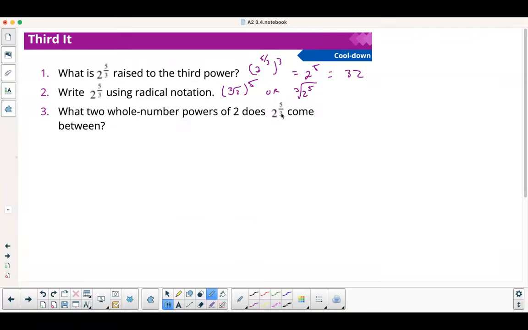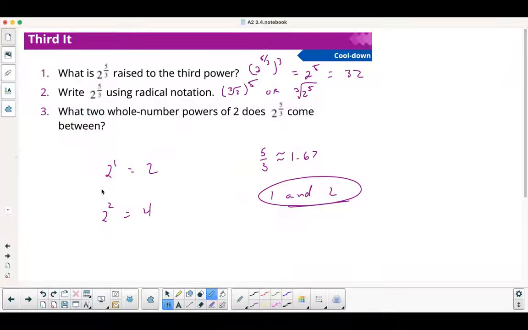What two whole number powers of 2 does 2 to the 5/3 come between? Okay, well, 5/3 is 1.67 approximately. So obviously I would say 1 and 2, okay, because 2 to the 1st is 2, 2 to the 2nd is 4, so 2 to the 5/3 is somewhere between 2 and 4, okay? We can at least estimate it, get it close.